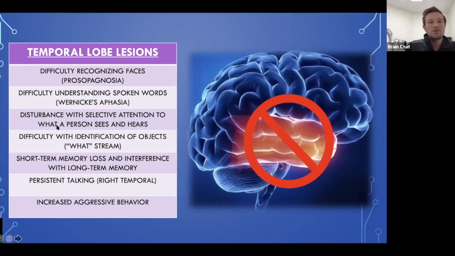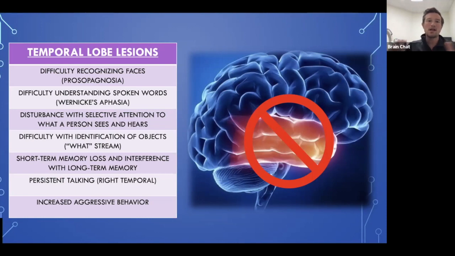They could also have disturbances with selective attention to what a person sees and hears. So selective attention could be an issue. What you may see in ADD, ADHD, or if your loved one's telling you to do chores at home when you want to do something else. Difficulty with identification of objects. Within the visual fields, you have a what and a where stream. So basically visual information comes in, and the what stream travels down through the temporal lobes back to the occipital lobe, and the where stream is through the parietal lobe areas, which makes sense, and you'll see that in a second.